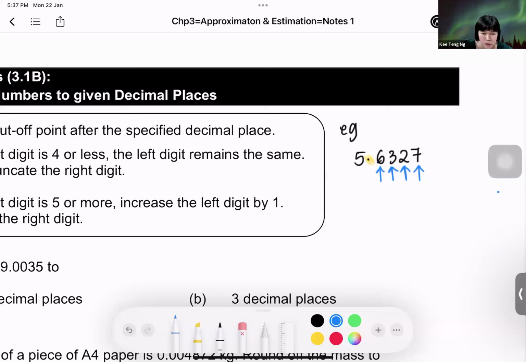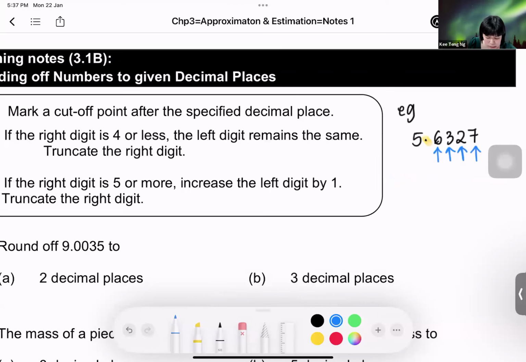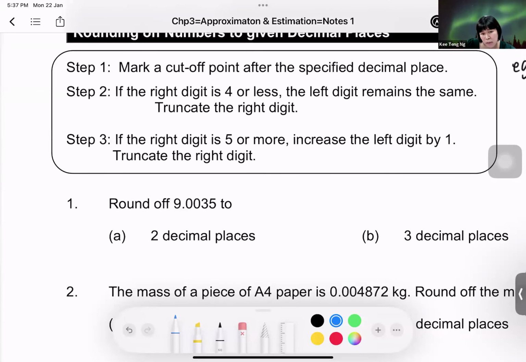But sometimes it's not very practical for me to write a long string of numbers, to get so many decimal places as the accurate answer. So what we need to do, we need to round off the numbers to something that is more appropriate and more user-friendly, right? So now I need to take a look at some of the questions over here. For example, question 1, round off 9.0035 to 2 decimal places.